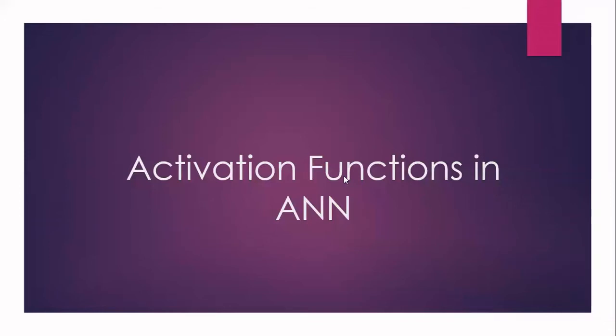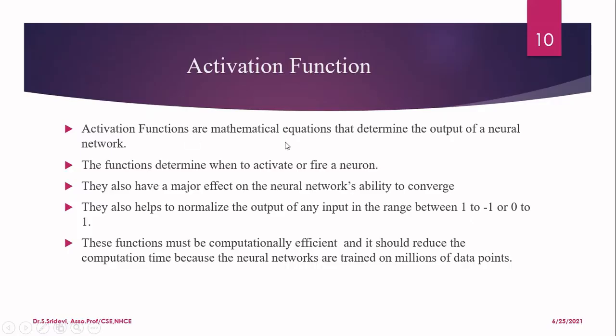In this video, we will see various activation functions used in artificial neural networks. Activation functions are simply mathematical equations, and they determine the output of your neural network. This is the function that determines when to activate or fire a neuron. Otherwise, the neuron will not send any signal to the other one. You have to determine when to fire it.